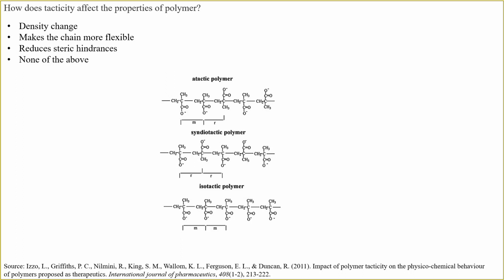The question says, how does tacticity affect the properties of polymer? What we are saying is density change is correct. Then reduction of the steric hindrance is correct. And these two are only correct. Making the chain more flexible is a subjective answer. It can occur in any one of them, so it depends on the polymer. So 1 and 3 are the correct answers.